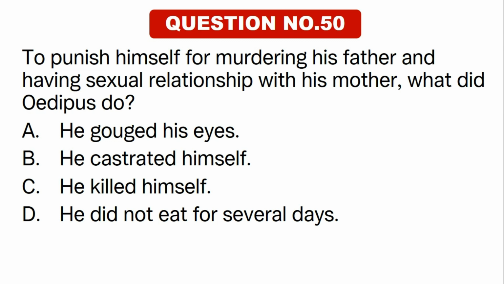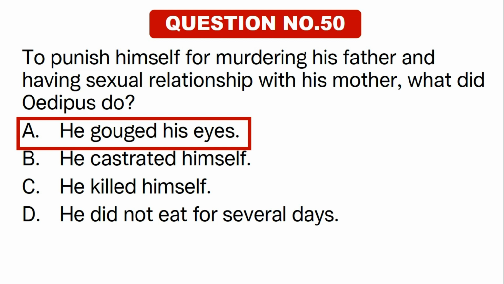Number 50, to punish himself for murdering his father and having sexual relationship with his mother, what did Oedipus do? A, he gouged his eyes. B, he castrated himself. C, he killed himself. D, he did not eat for several days. Correct answer is letter A, he gouged his eyes.